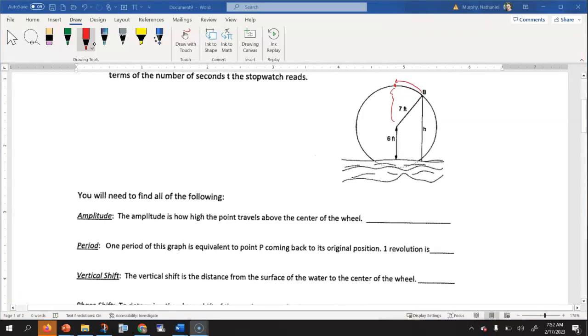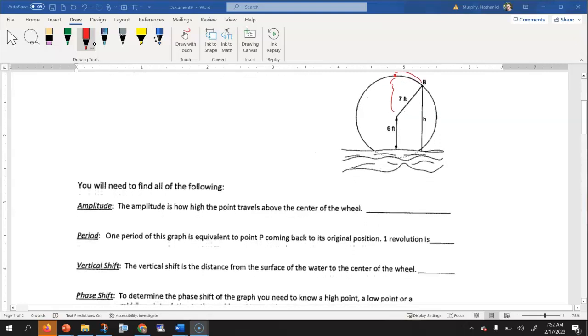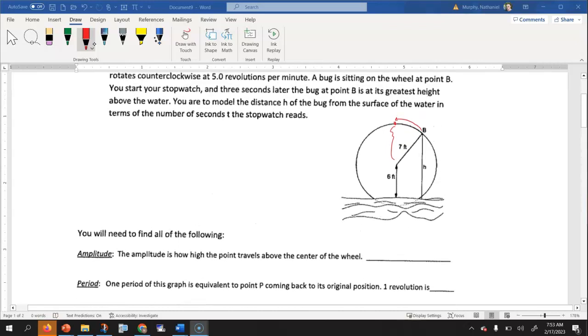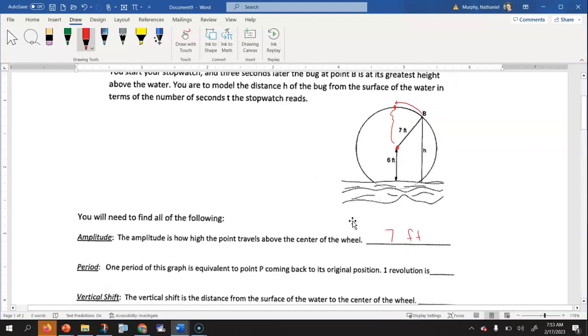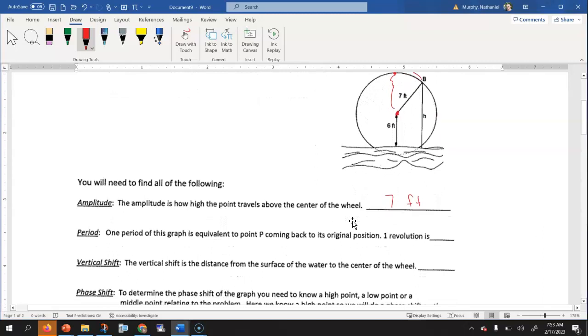So to start out with, let's start by finding the amplitude. The amplitude, again, is how high the point travels above the center of the wheel. So we can see here that from the center of the wheel to the top, that's going to be the same as the radius. And so the amplitude here would be 7 feet. And remember, for our graph, that's also going to represent our vertical stretch.